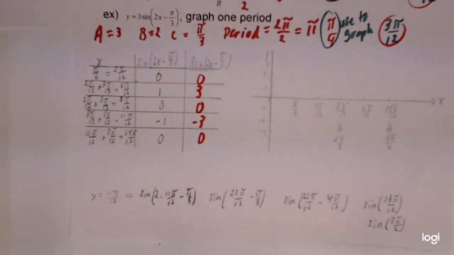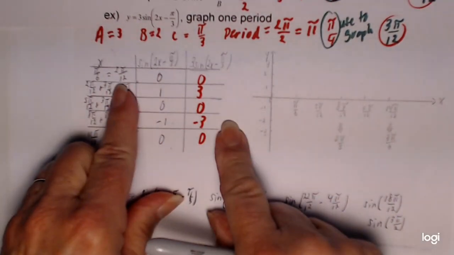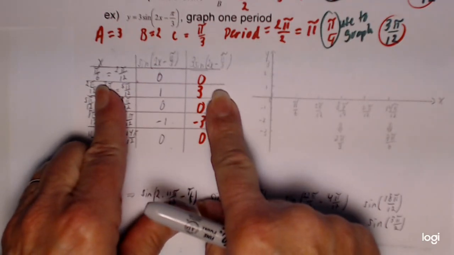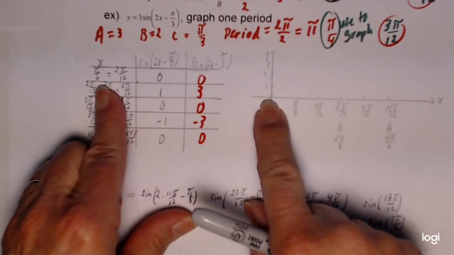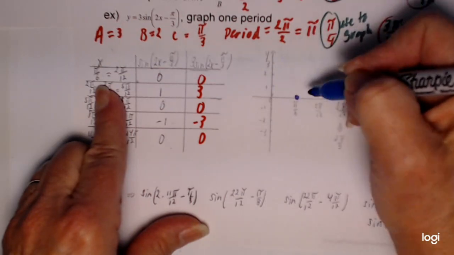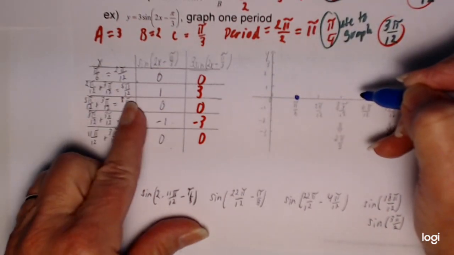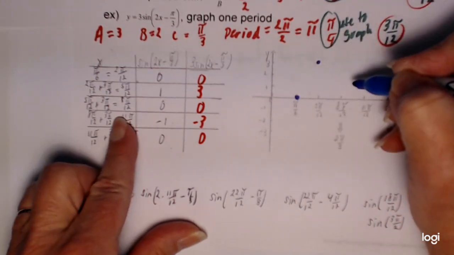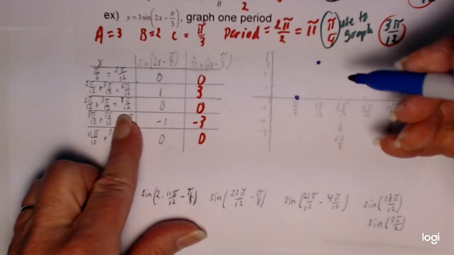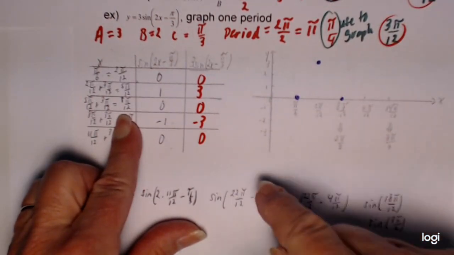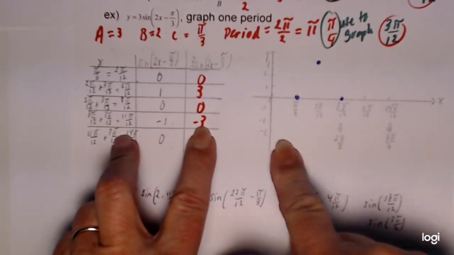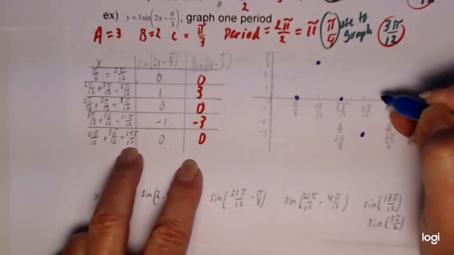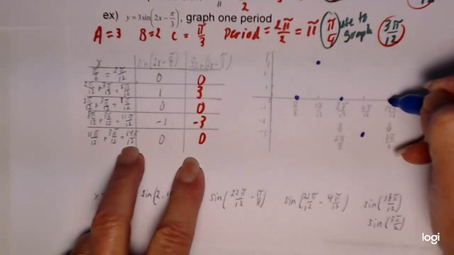So moving on to our graph, we have the point 2 pi over 12, 0, or pi over 6. So instead of starting here at 0 the way we have in the past, we're going to be starting here. Now at 5 pi over 12, we're at 3, so we're up here. At 8 pi over 12, we're at 0, so we're back down at 0. At 11 pi over 12, we're at -3, so we are here. And then 14 pi over 12, we're back at 0.